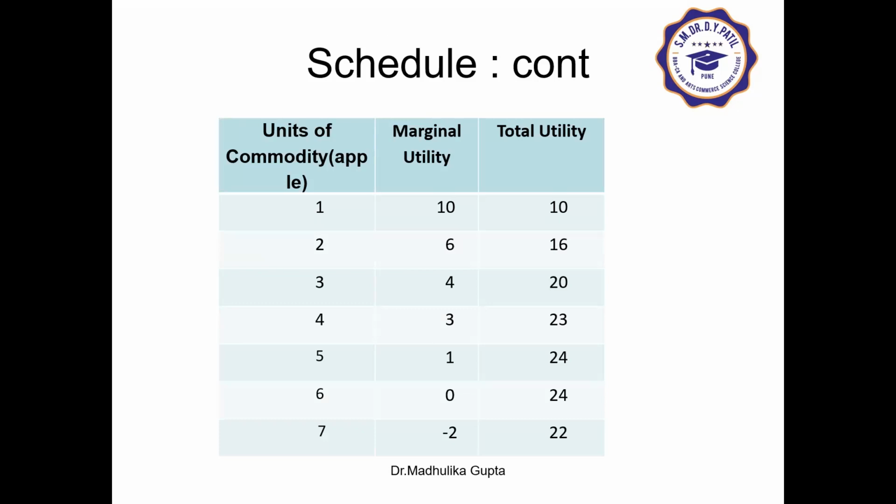If the consumption of an additional unit of a commodity causes no change in total utility, marginal utility is 0. And when total utility falls, the marginal utility is negative. This is how you interpret a table.